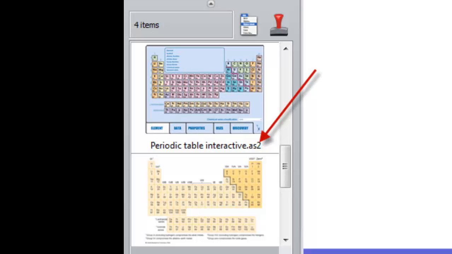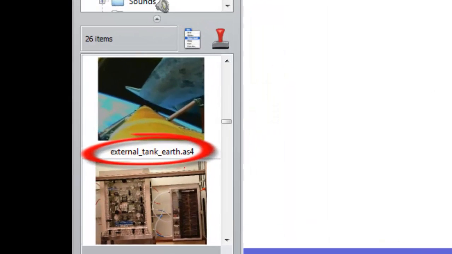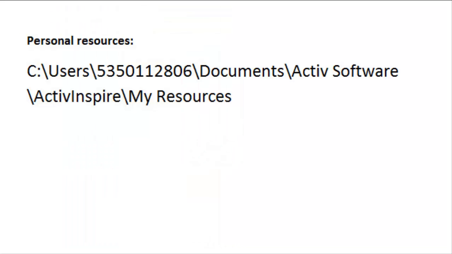Now that's the type of file that comes with ActivInspire. However, ActivInspire will accept any of the other file extensions, and that's what this video will show you. You may want to stop the video just to write down the pathway, because what I'm showing you as the pathway for personal resources, this is where you're going to put your picture files.